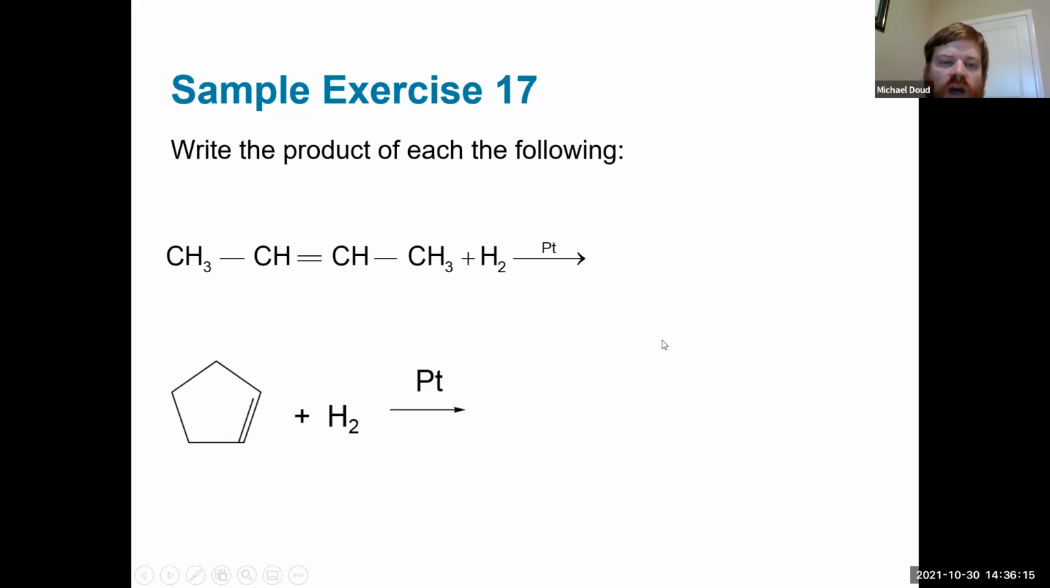Okay, so go ahead, give me the product of each of these, keeping in mind basically just hydrogenation. You get rid of the double bond and you turn it into two new carbon-hydrogen bonds. So go ahead, pause the video here, come up with what the products of these hydrogenation reactions are going to be, and then we'll look at the answers when you come back. So pause.